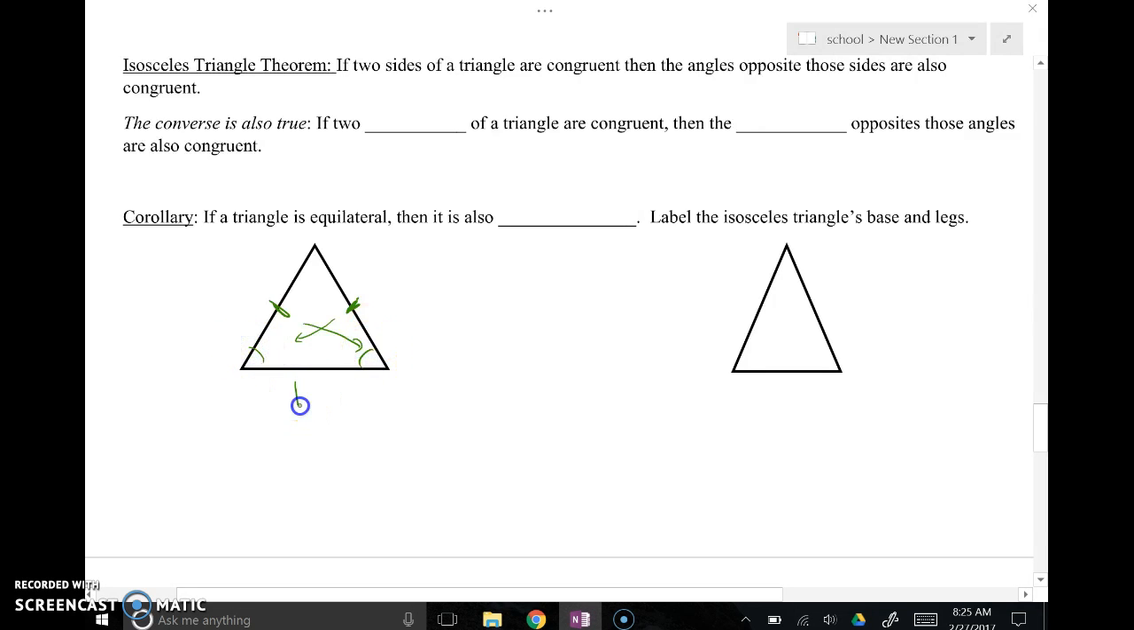Well, the one side that's not congruent is called the base. So the angles on either side of the base are called base angles. And it's the base angles that are congruent. So if two sides of a triangle are congruent, then the angles opposite those sides are congruent.